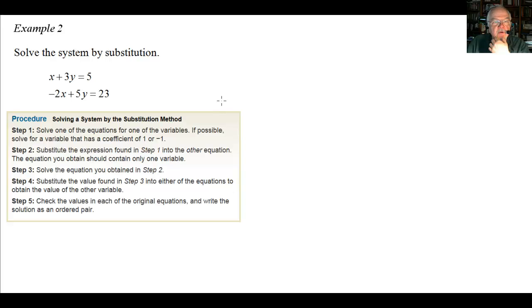All right, this is example 2, or actually a variation of example 2 from section 5.2 of your book about substitution as a technique for solving systems of equations. What's different in this example is I added a procedure that's in your book, which mathematicians would call an algorithm. It gives you detailed steps for solving this set of equations.